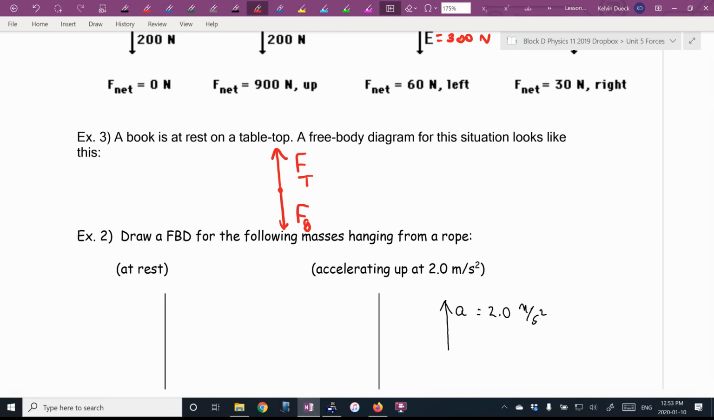So looking, for example, at Connor's binder right there, I'm telling you right now, gravity's pulling it down and the table is pushing it up and the net force is 0, which is why it's not accelerating, it's staying at rest.